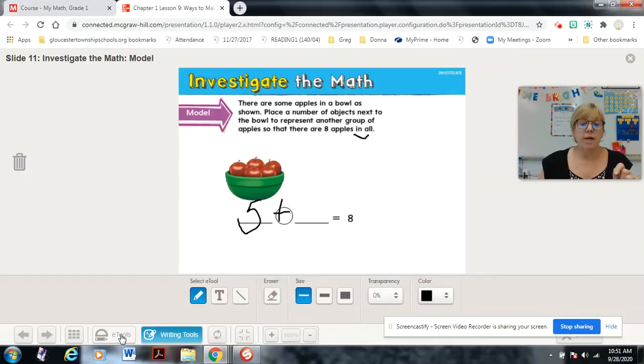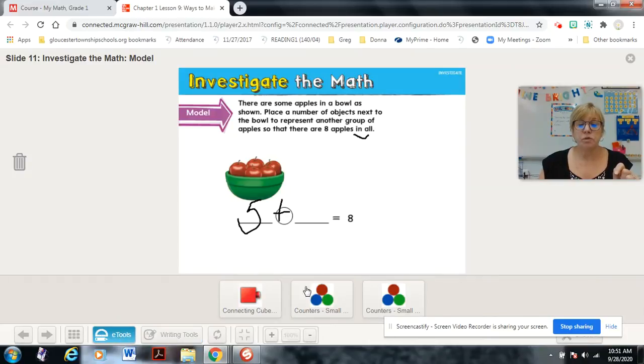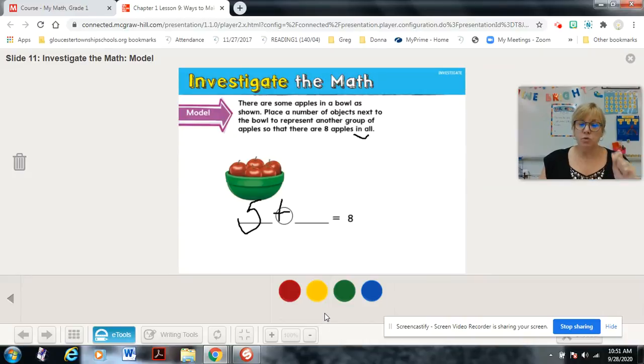Okay, so now over here, once again, I'm going to use green because I like green apples too. So now we already said there's 5. Remember I said before to count on from 5, and then we're going to stop at what number? That's right, we're going to stop at number 8 because that's what they want to know. They said there's 8 in all.